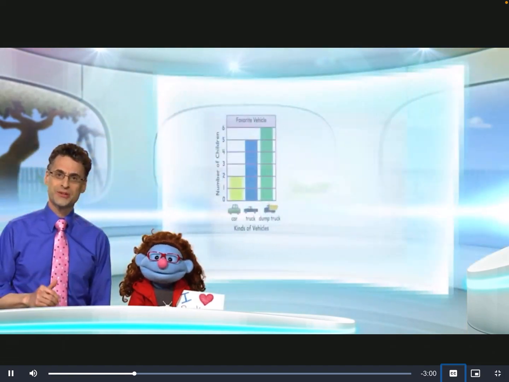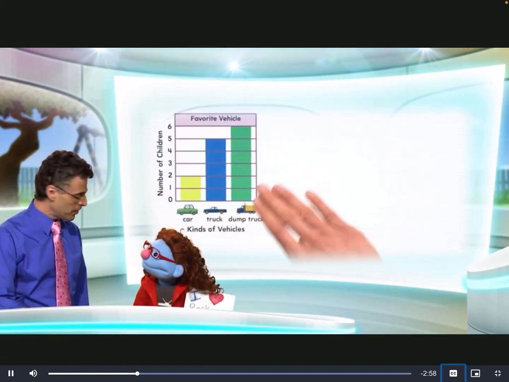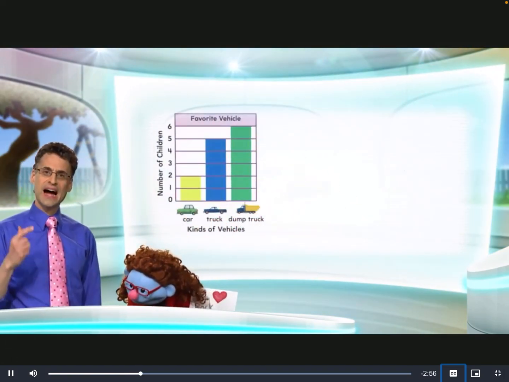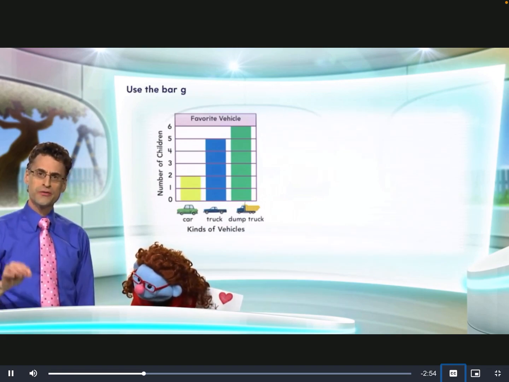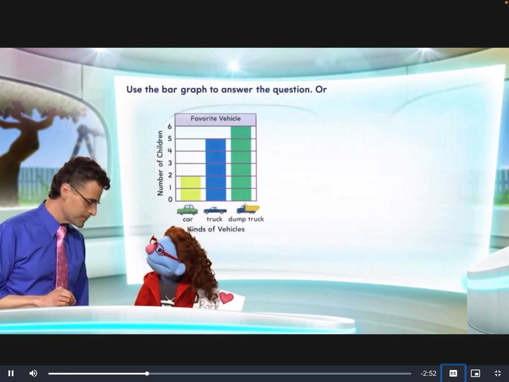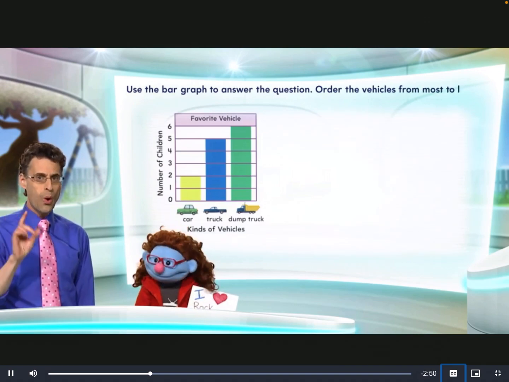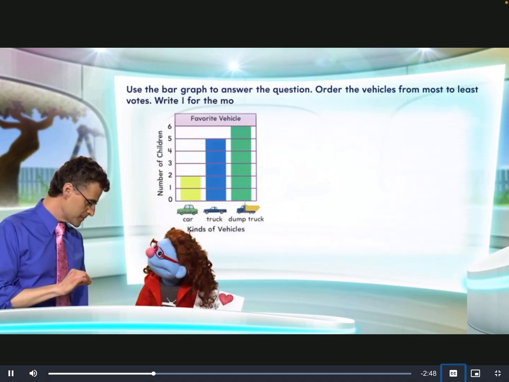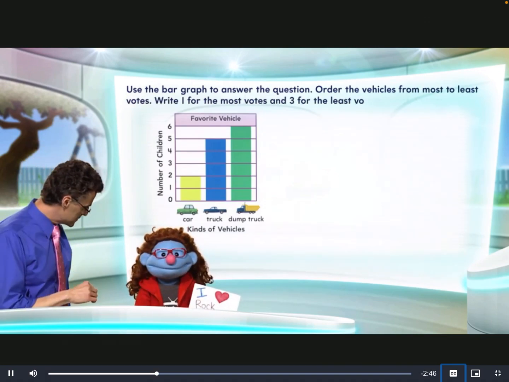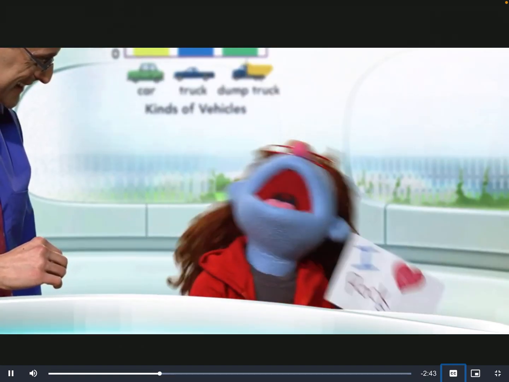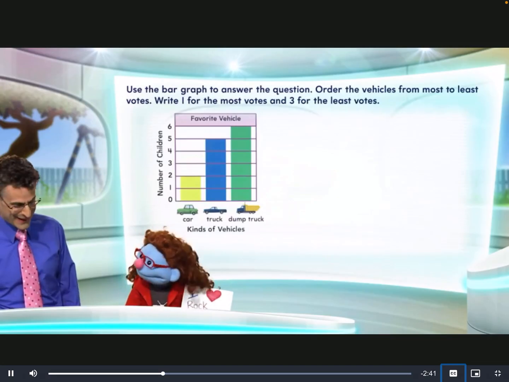So what I want us to do today is to take a look at this bar graph, and I want us to order the vehicles from most to least votes. Okay. And I want us to write 1 for the most votes and 3 for the least votes. Oh, this is going to be fun. All right, so let's take a look.